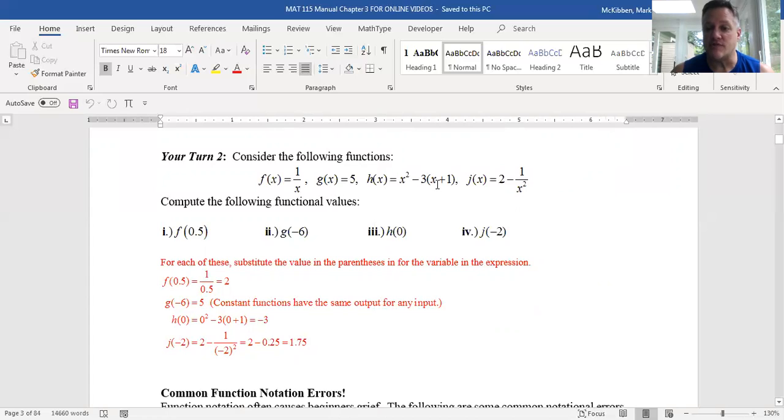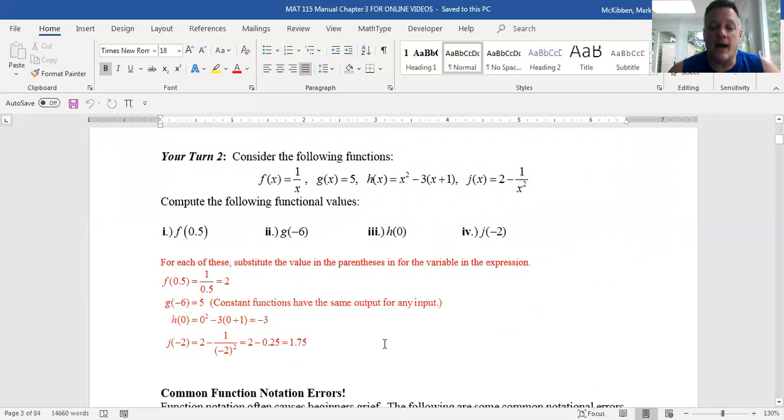For this guy here, h of 0, plug a 0 in for x. That's what I do here. Simplify to get -3. And then finally, j of -2, I'm plugging a -2 in for x. Do not forget to square the -2, right? If I square -2, this becomes 1 over +4. 1/4 is 0.25, so in the end you get 1.75.